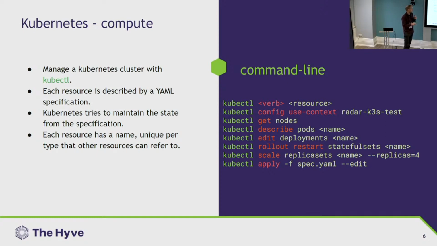How you then configure everything is you use these verbs to interact with the resources. So one that you will start with usually is config use context. So here, I say I want to use the context radar K3S test. The context is basically the cluster that you're connecting to. So at the Hive, we'll have like maybe 10 contexts we can choose from, and once you choose the right context, you're communicating with the right cluster.